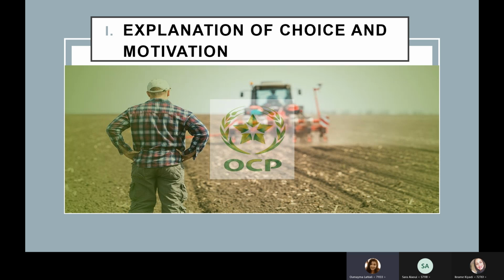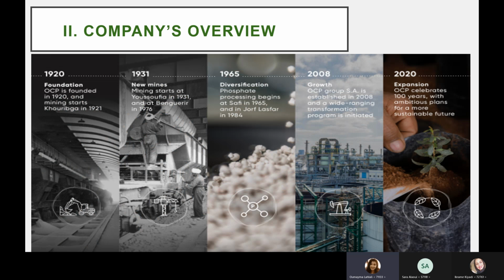Additionally, this semester in the capstone course, we studied a case study of OCP that analyzes their internal and external environment. That's why we chose a company whose position and strategy we understand, to be able to come up with a new business process in an efficient way. Moving to the overview of the company.